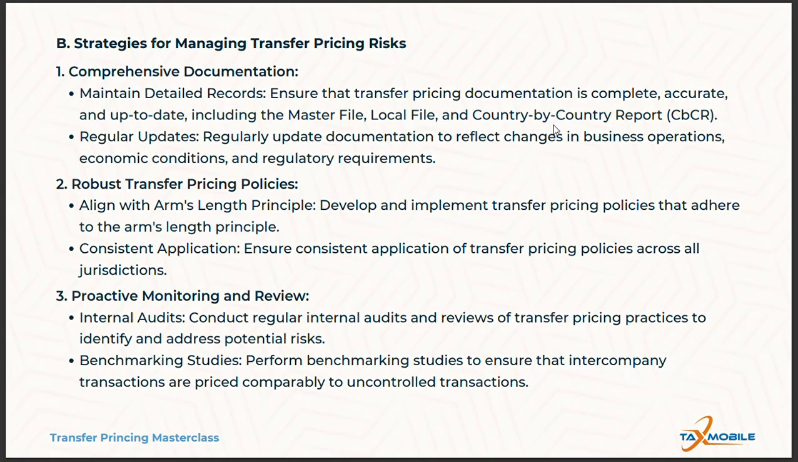Now, two, robust transfer pricing policies. Another critical element of managing transfer pricing risk is having robust policies in place. One, under robust transfer pricing policies, let's look at aligned with arm's length principle. The core of transfer pricing risk management is ensuring that intercompany transactions adhere to the arm's length principle. This means that transactions between related parties should be priced as if they were between unrelated independent parties.